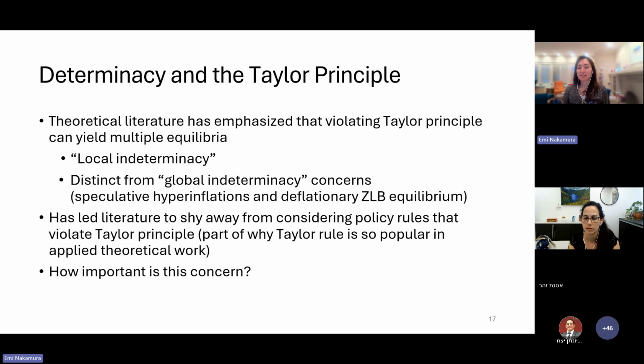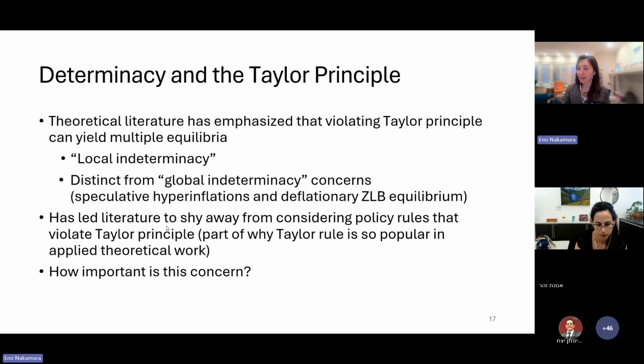Well, one of the main reasons we think for this in the academic literature has been the concern over local indeterminacy associated with not following the Taylor principle. The worry in the literature is that local indeterminacy could lead inflation to behave in an erratic fashion, and that local indeterminacy is specifically a problem that arises in the context of violating the Taylor principle. Here I want to mention the distinction between local indeterminacy issues, which the Taylor principle potentially can solve, and global indeterminacy concerns, where fiscal policy is the standard response and which are really distinct from local indeterminacy concerns.